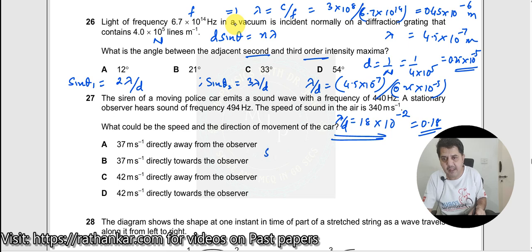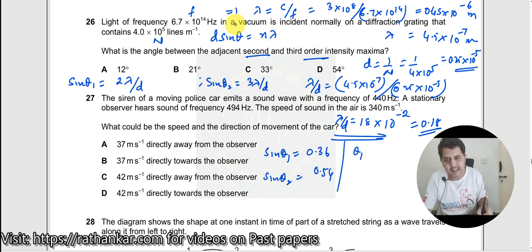Now, what do we have? sin θ1 is equal to what? 2λ/d, which means it should be 0.36. What is sin θ2? sin θ2 should be 3λ/d. Multiply this one by 3, which should be 0.54.